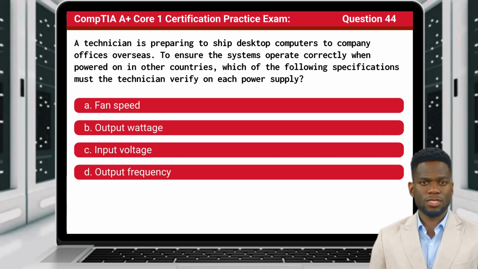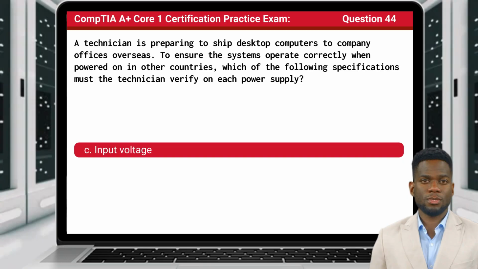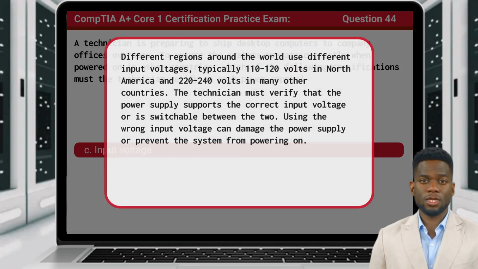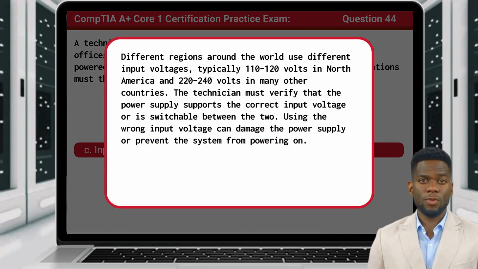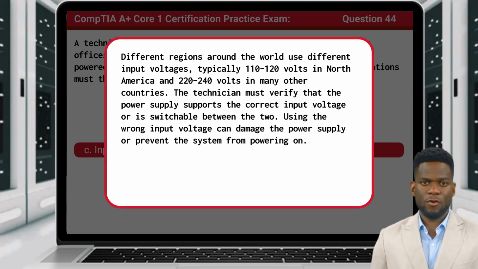The answer is C. Input voltage. Different regions around the world use different input voltages, typically 110 to 120 volts in North America and 220 to 240 volts in many other countries. The technician must verify that the power supply supports the correct input voltage or is switchable between the two. Using the wrong input voltage can damage the power supply or prevent the system from powering on.